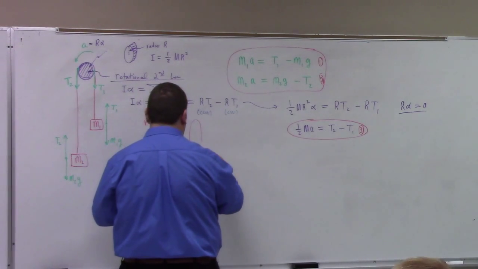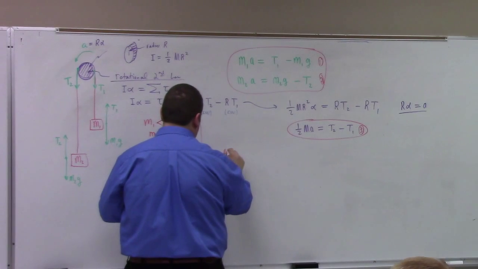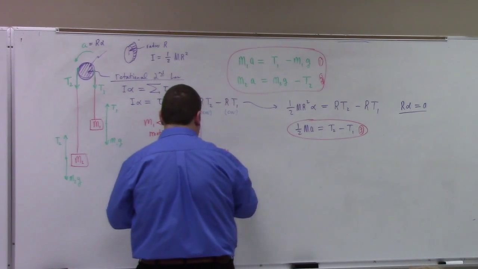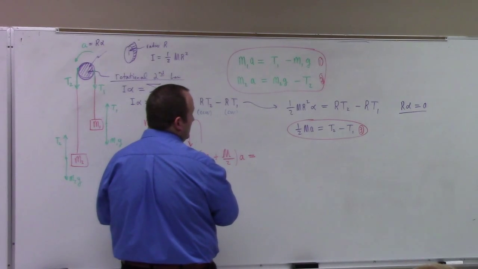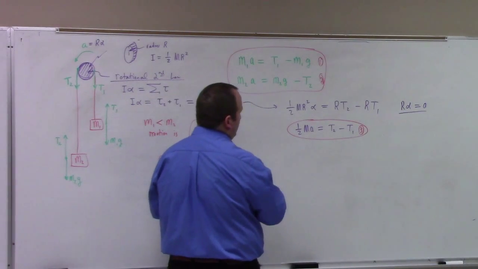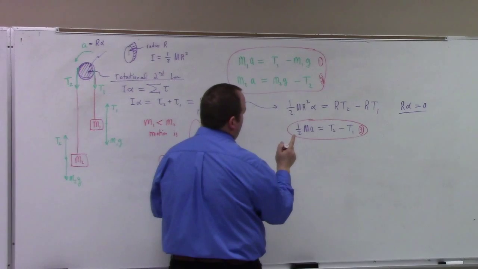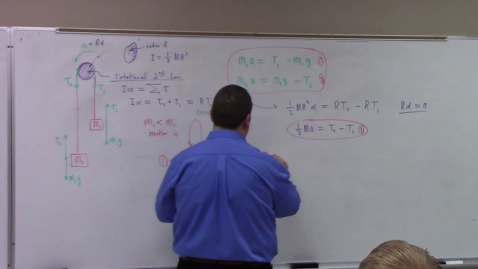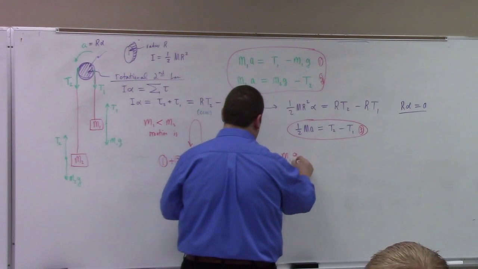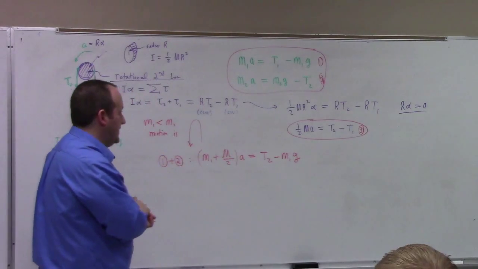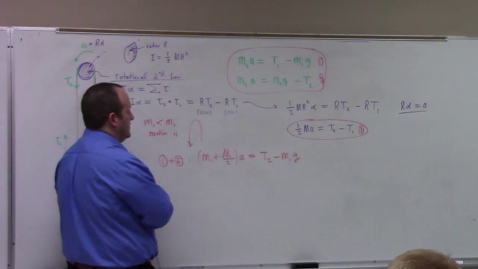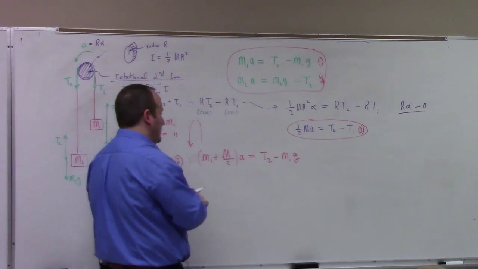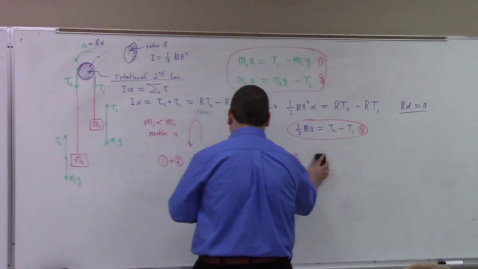1 plus 2 gives me m1 plus m with feet over 2 times a is equal to, what happens? The T1s cancel, right? And I'm left with T2 minus M1G. Did you guys see that? Did I say 1 plus 2? What did I mean? Oh, fine, 1 plus 2. I'll do 1 plus 2.